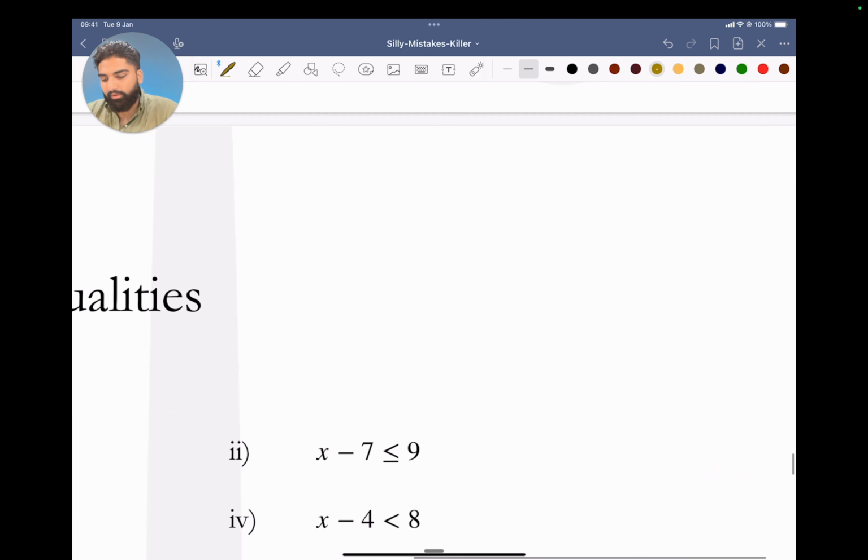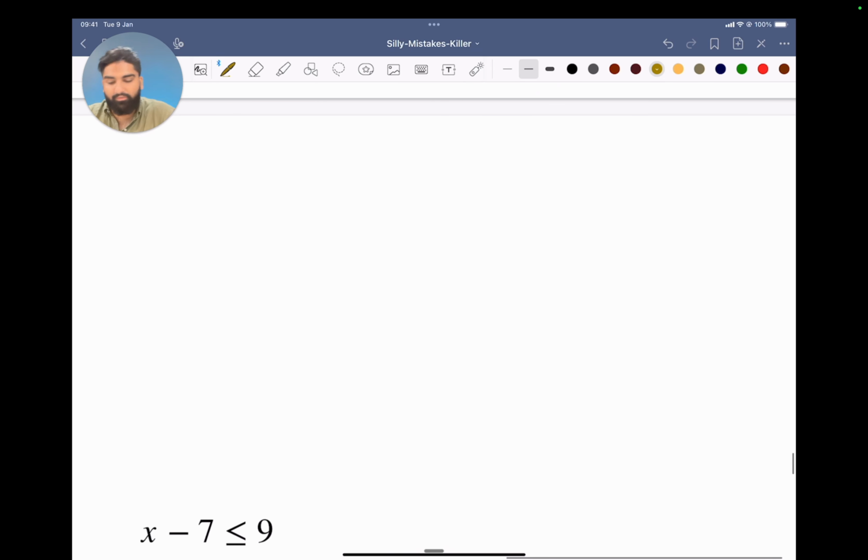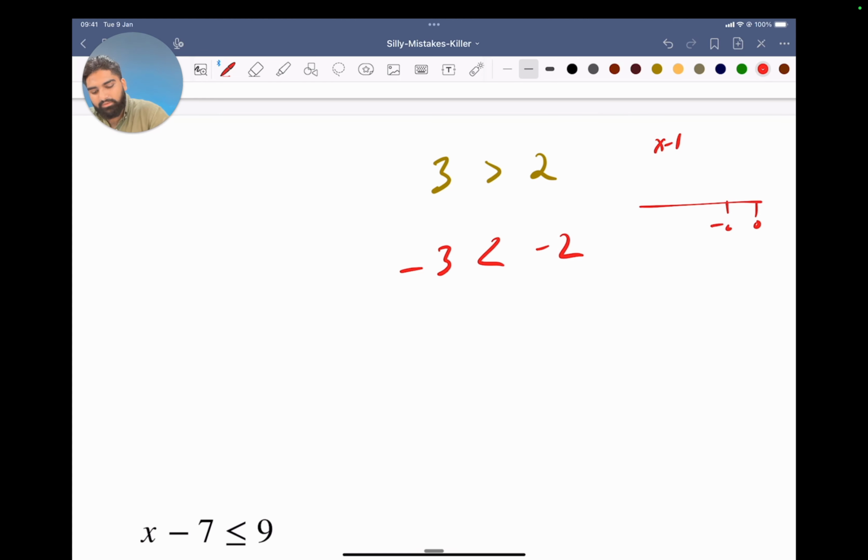Now, in inequalities, there's two main rules you have to know. If I say that 3 is greater than 2, and I multiply both sides by -1, or any negative number, then this becomes -3, and this is -2. Now, what happened? -2 is actually bigger than -3, right? Because on a number line, -2, 0, and -3. -2 is bigger. So what happens is that the sign flips.